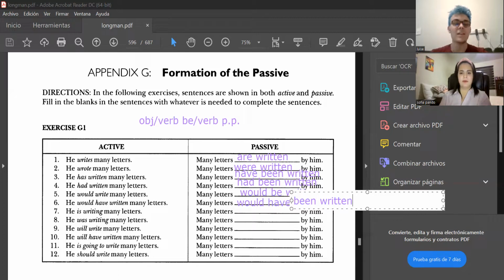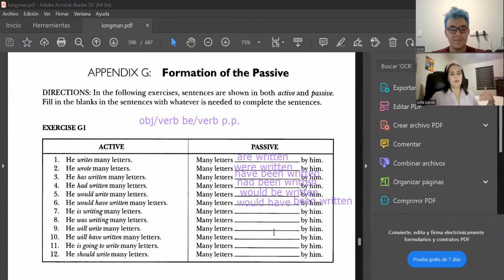Okie dokie, so there we have it. In this case, we will say many letters will have been written, right? So they never did, they never were written, but they will have been if probably we had had the chance. Very funny, that sentence.